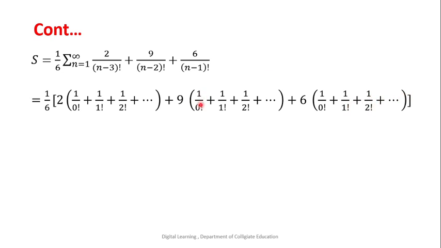We know the value of 1 plus 1 by 1 factorial plus 1 by 2 factorial and so on as e. Therefore, we get the answer 1 by 6 into (2 times e plus 9 into e plus 6 into e). Simplify, we get 17e divided by 6.